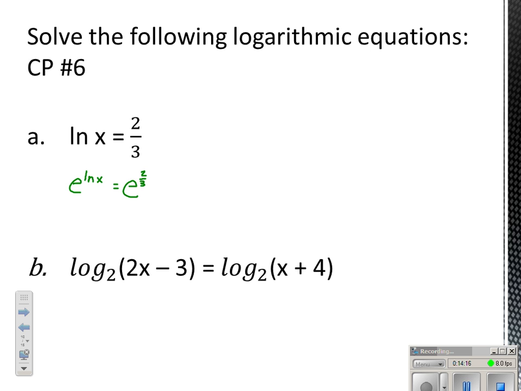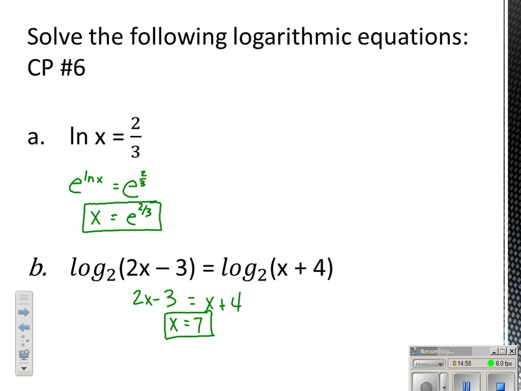Now, if I have e to the ln of x, that's equal to x again. Then I have e to the 2/3, and there's nothing more I can do with that. Letter B. Log base 2 of 2x minus 3, log base 2 of x plus 4. That one's already set up for us to solve in a 1 to 1 fashion, so this one's kind of a simple one they gave us. Take that one and set it equal to that one. So moving the x over, I get x here. Moving the negative 3 to the other side, I get 7. And I am done with that one.